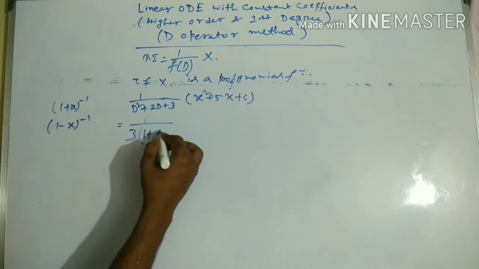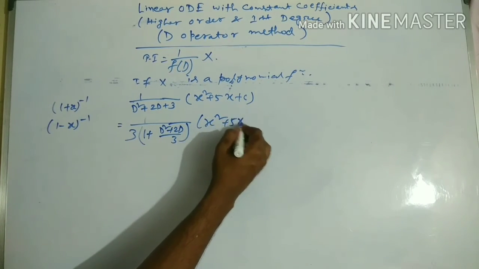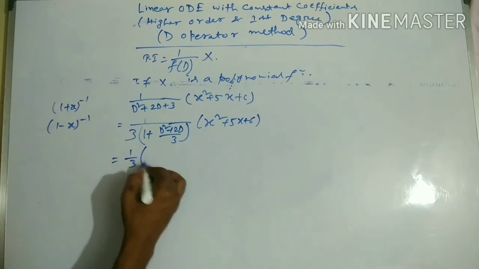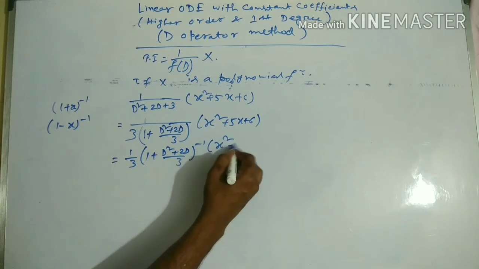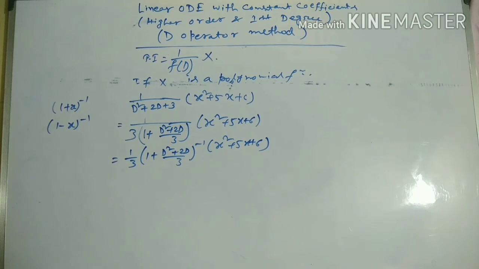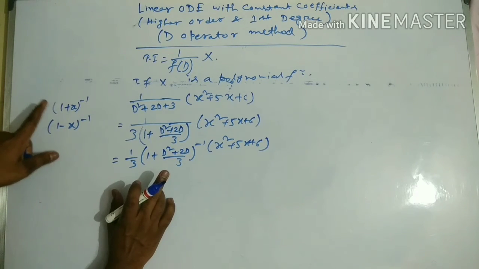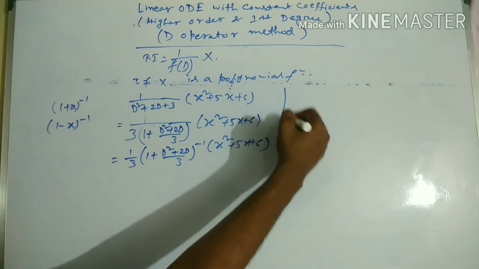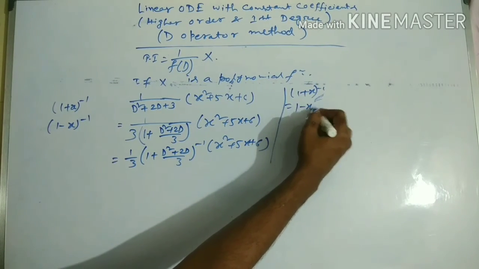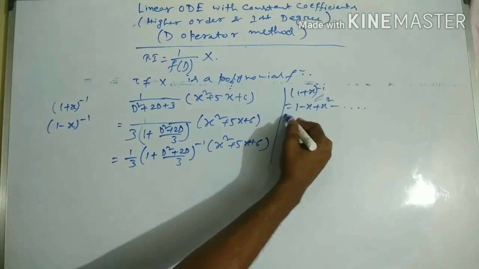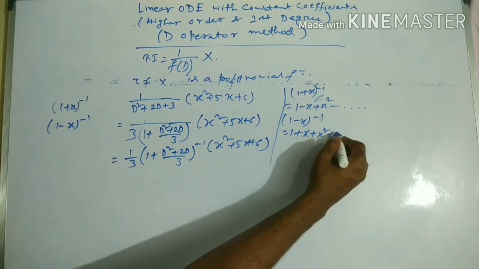So this will be 1 plus d square plus 2d by 3, operating on x square plus 5x plus 6. Now this is 1 by 3 into 1 plus d square plus 2d by 3 to the power minus 1 operating on x square plus 5x plus 6. This form is identical with the form 1 plus x to the power minus 1. The formula of this is 1 minus x plus x square minus dot dot dot. This is an infinite series, and the formula of 1 minus x to the power minus 1 is 1 plus x plus x square plus dot dot dot.